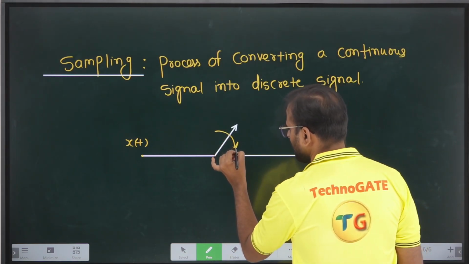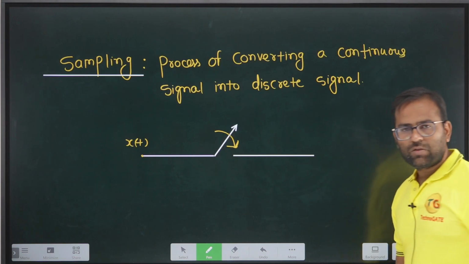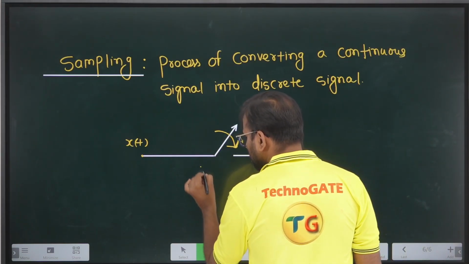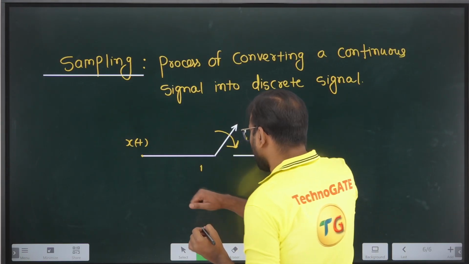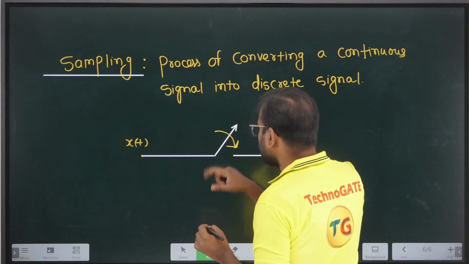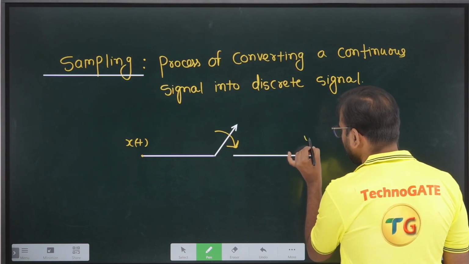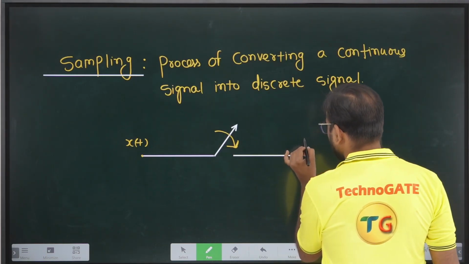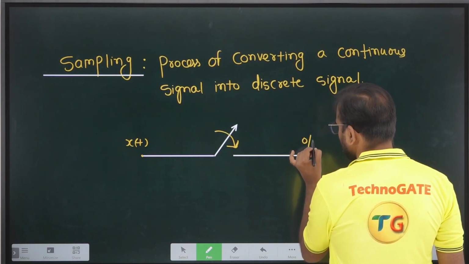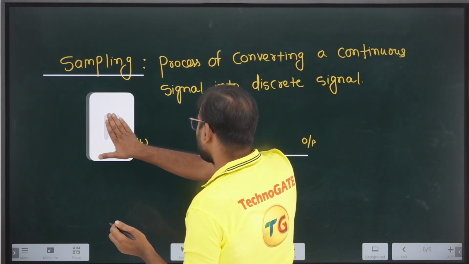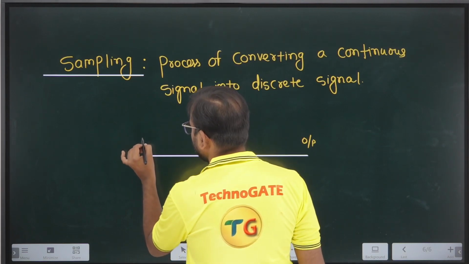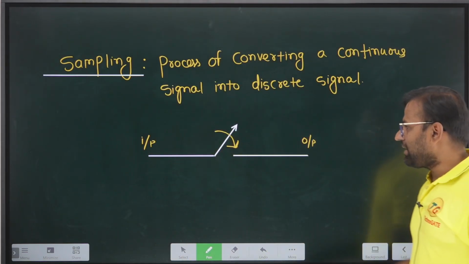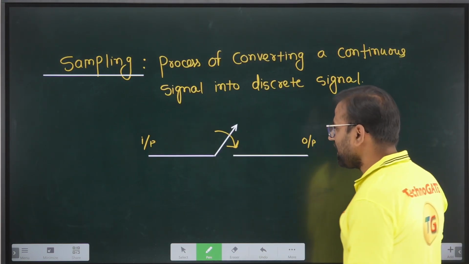This is one switch, and this switch is what? This switch is, let's say, on and off. So when the switch is closed, let's say this is y of t, this is output, and this x of t is what? Input. So what I can say, when this switch is closed, input is equivalent to output.